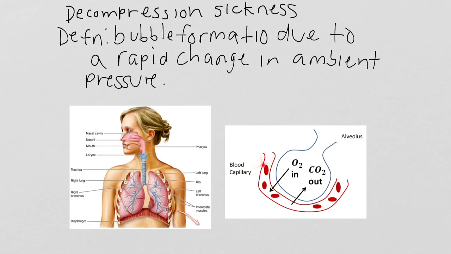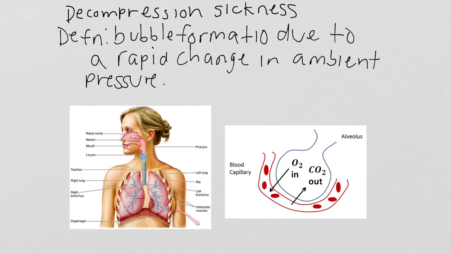And here's our capillaries. Oxygen diffuses into the capillary, and CO2 diffuses out of the capillary. Now, why does oxygen diffuse into our blood? It diffuses into our blood because it has an affinity for hemoglobin. As we know, hemoglobin is what transports oxygen in our blood.